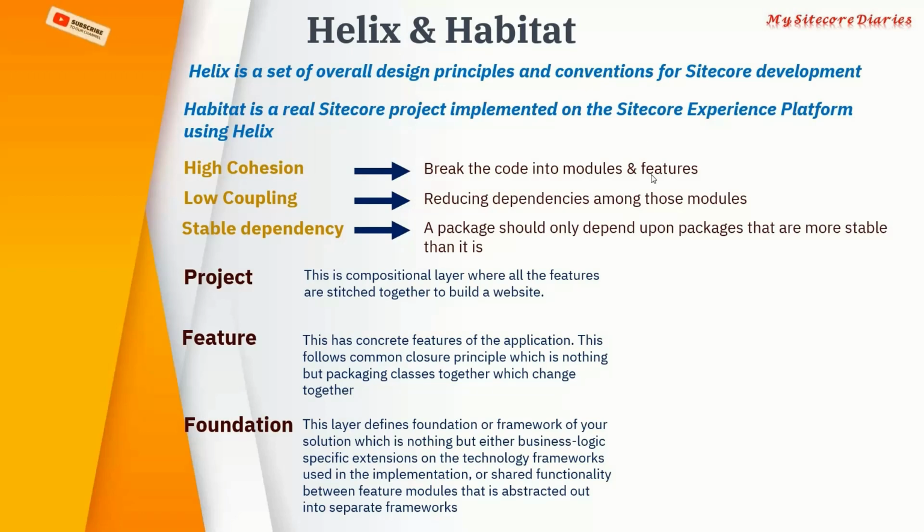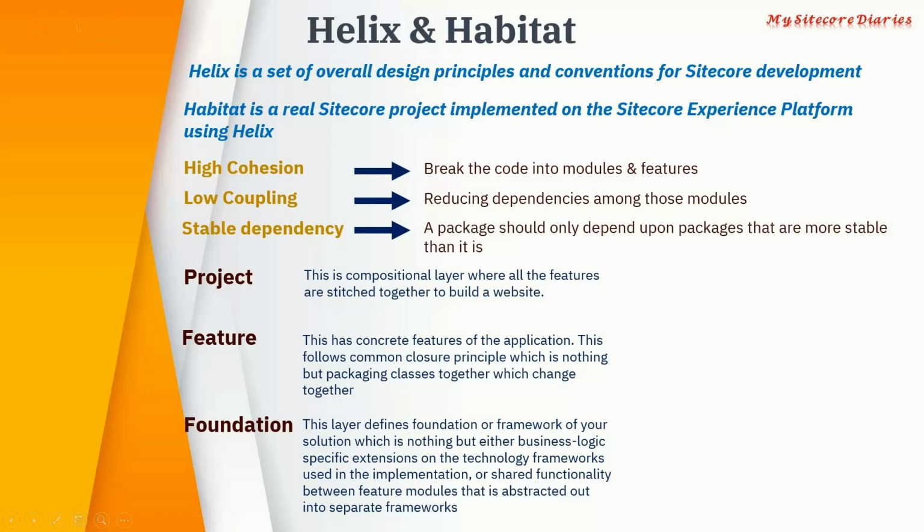Okay, so as per the design principles, high cohesion is breaking down the solution into these three folders, whereas low coupling means you have to reduce the dependencies. So you should not have references from one feature to another feature, or from one project to another project. You should not have those dependencies or references.